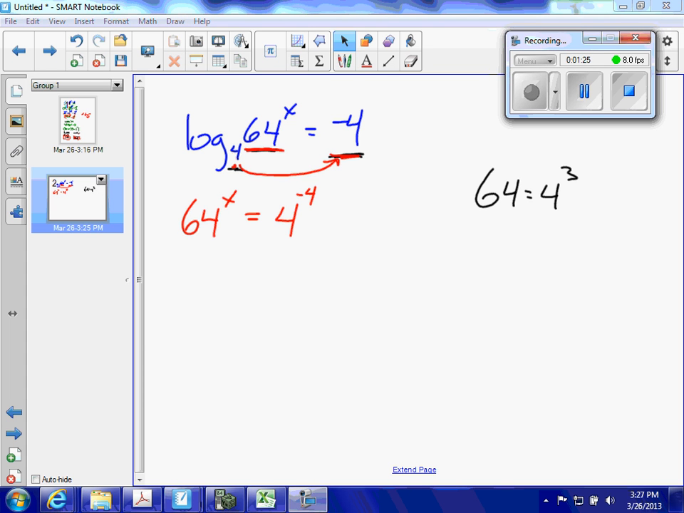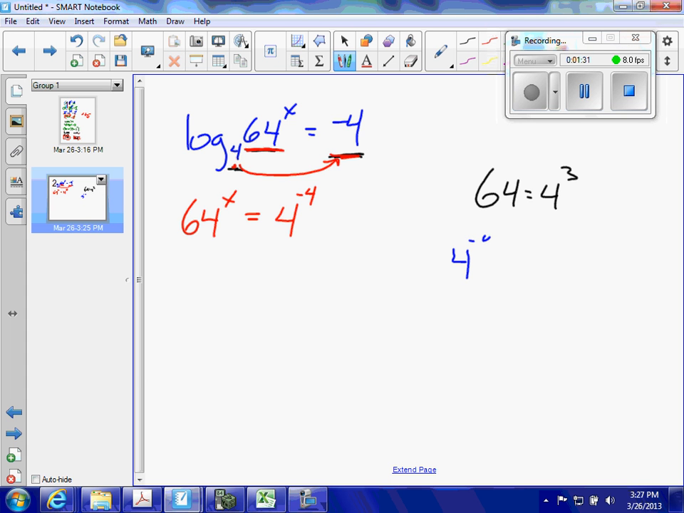Now, I could find out what 4 to the negative 4th is, and I would find that it is equal to 1 over 256. I don't really need to do that, because what I want is to get the same base. And I know that 64 is the same thing as 4 cubed, and you should know that too.